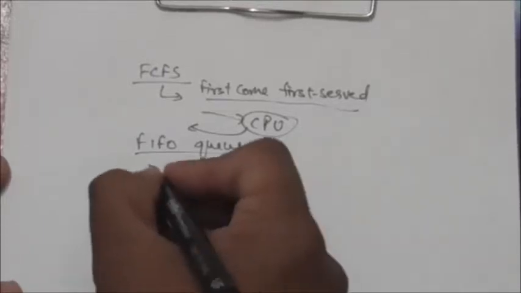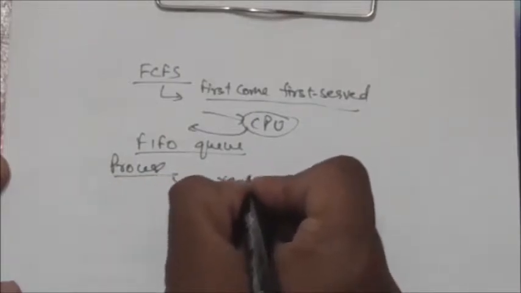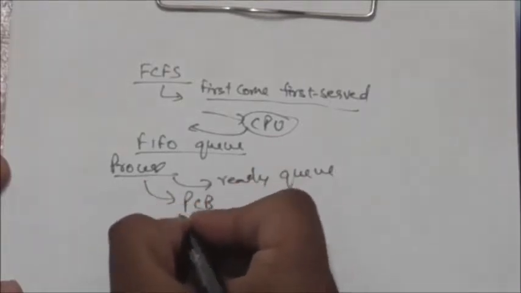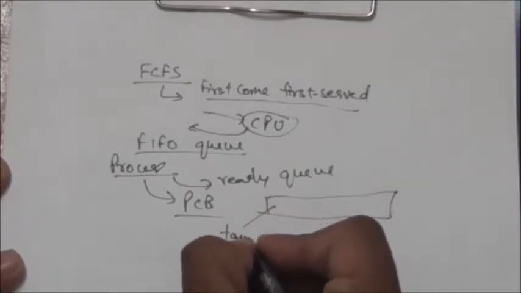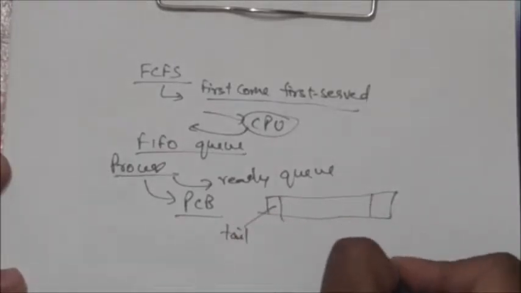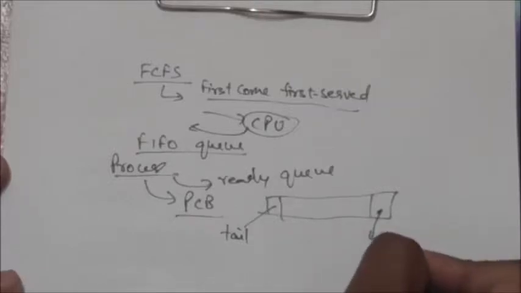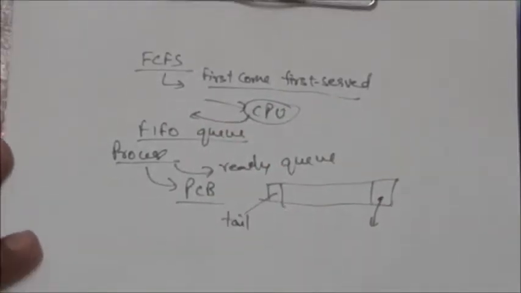So what happens when a process enters the ready queue? Its PCB, meaning its process control block, is linked to the tail of the queue. And then whenever the CPU is idle or free, it is allocated to the process which is at the head of this queue, and the running process is removed from the queue. Now this first come first served CPU scheduling algorithm is non-preemptive.